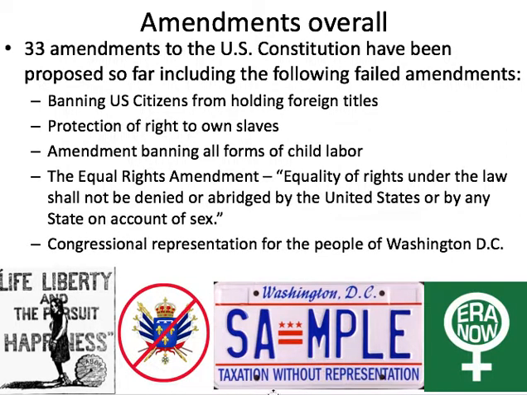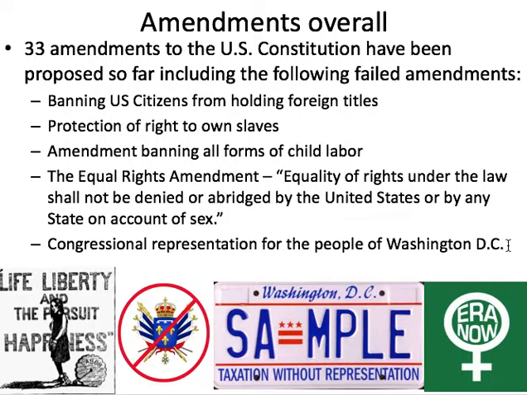Another one that gets brought up a lot was a proposal in 1978 to give congressional representation to the people of Washington, D.C. That also was not passed. You see the license plate of the people of D.C.: taxation without representation, which is in protest to this amendment not getting passed.